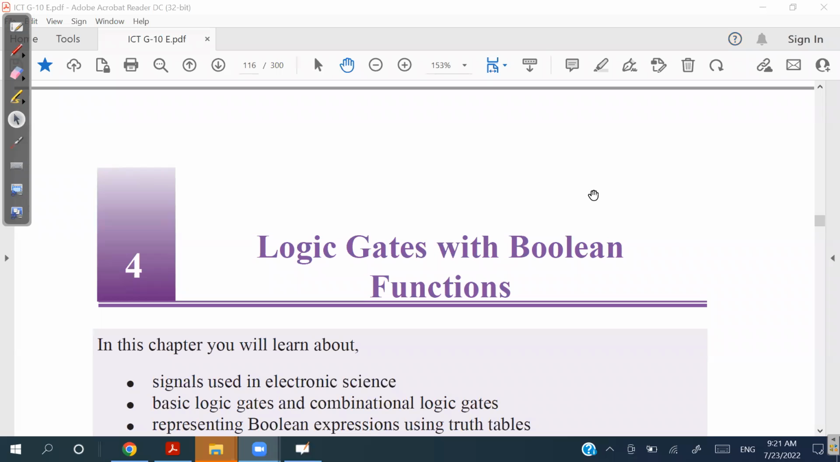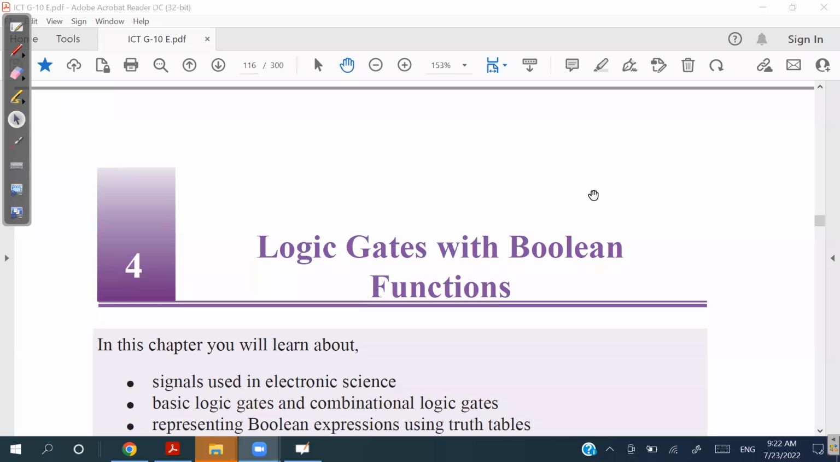Okay, so the fourth lesson is about the logic gates with Boolean functions. First of all, you need to understand why we are learning this kind of a lesson. It is because this lesson describes what kind of circuit arrangement happens inside these physical components, basically how the circuits are working inside the computer.